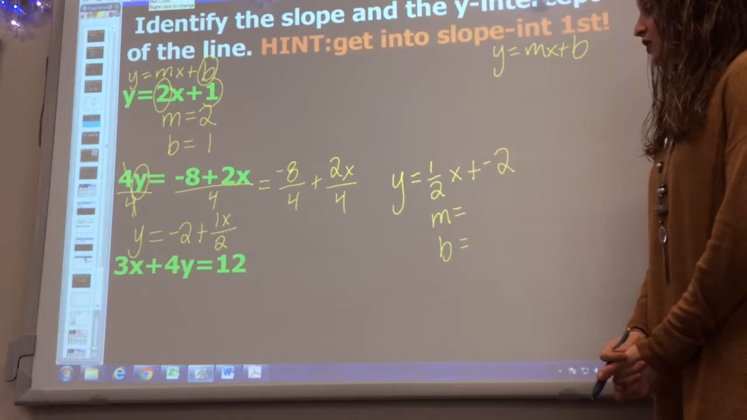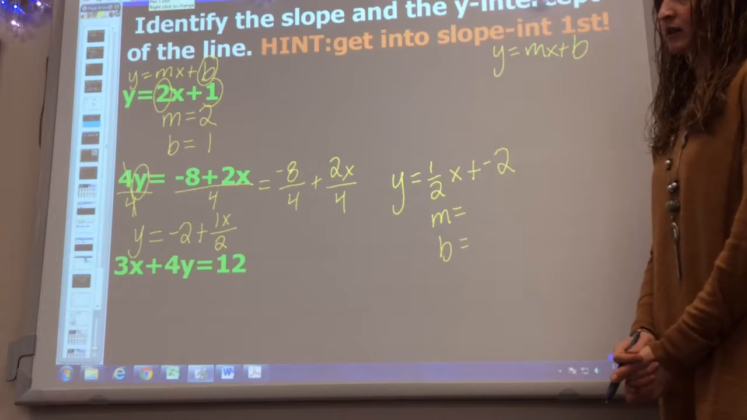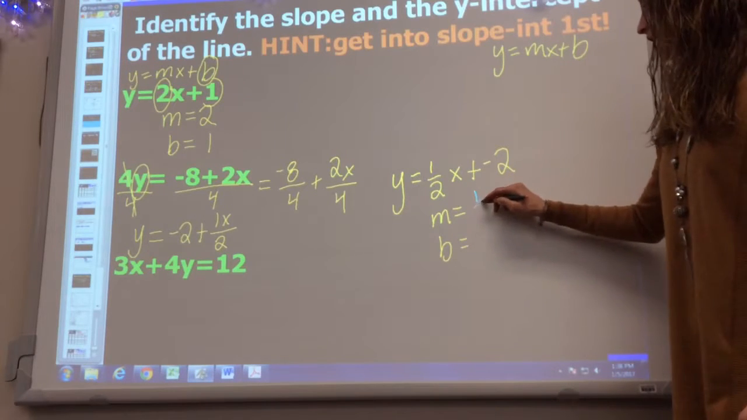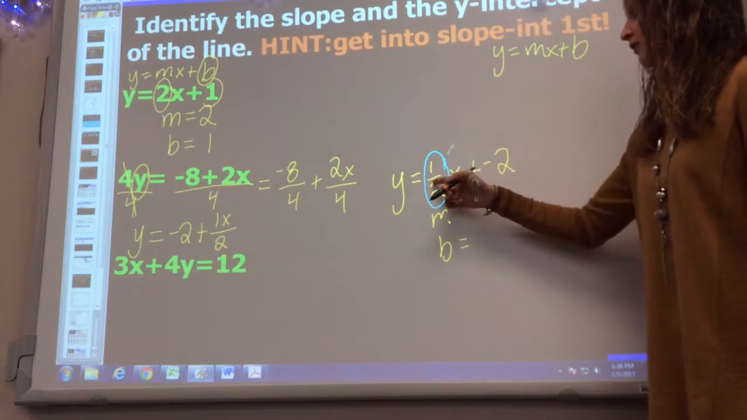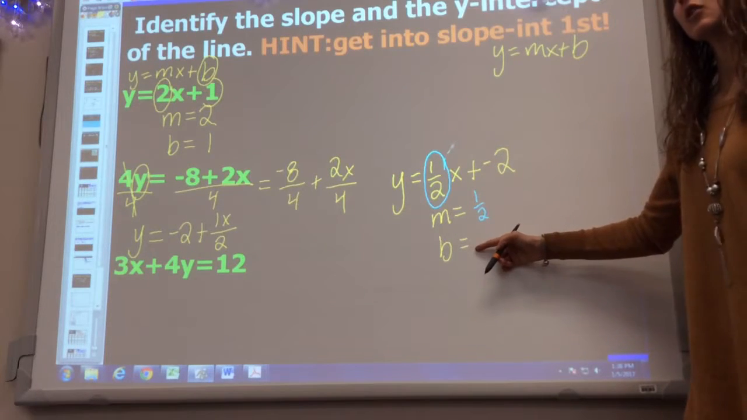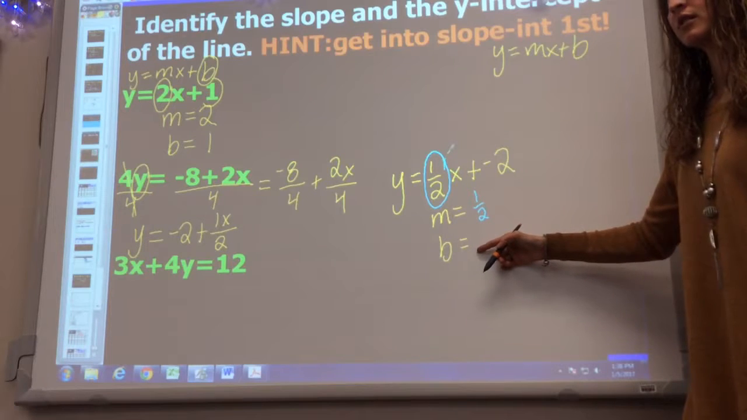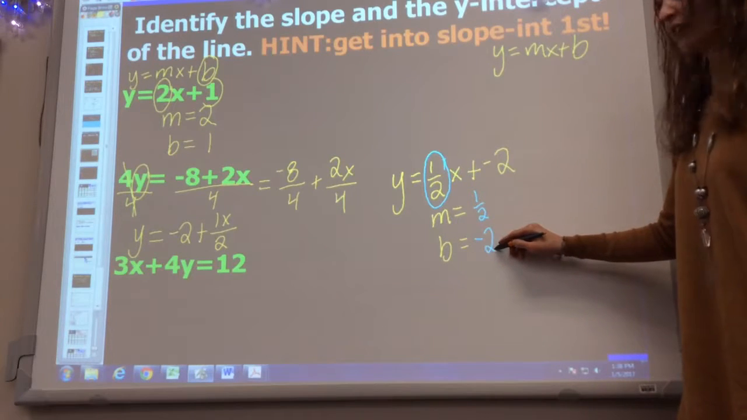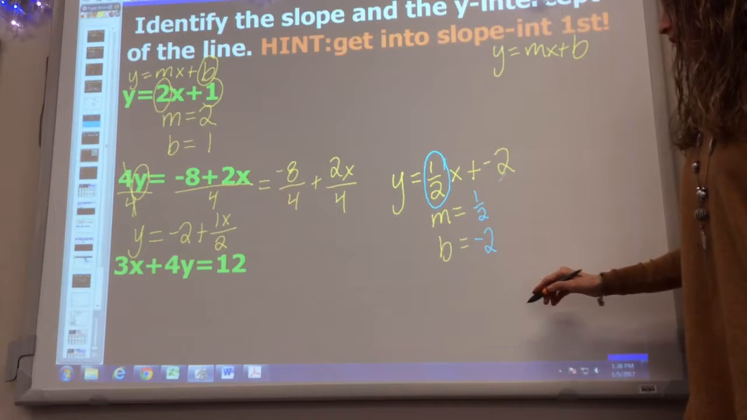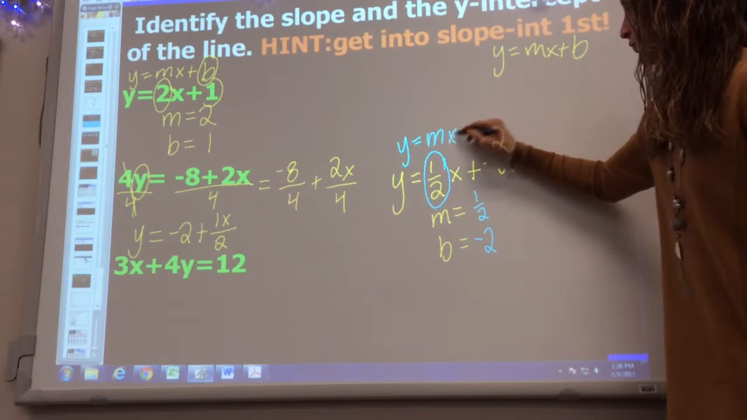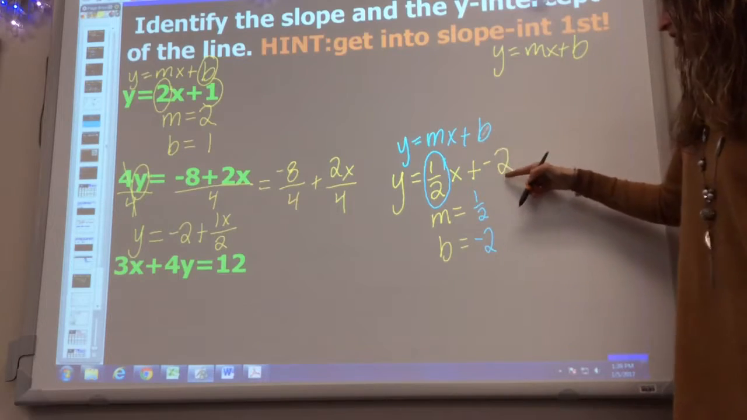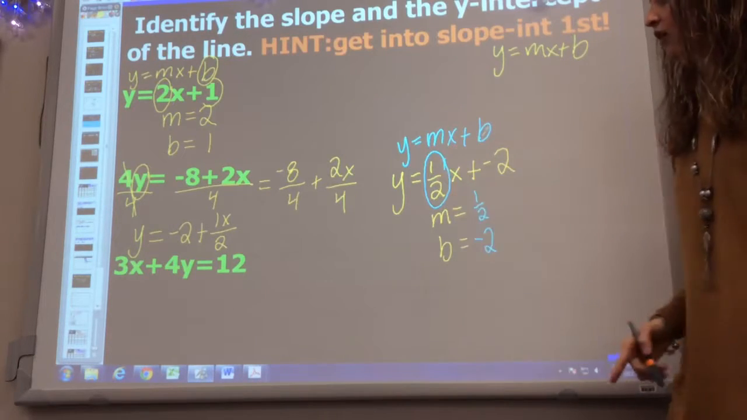Jude, what'd you get for the slope? 1/2. Very good. It's always the number. It's never x. So I love that you guys knew that's always the number in front of x. And then, Colton, what'd you get for the y-intercept? Negative 2. Great job. Did you have a negative 2? Great job. And sometimes if you ever forget, it's helpful to just write the equation right on top because then you see, oh yeah, there we go.